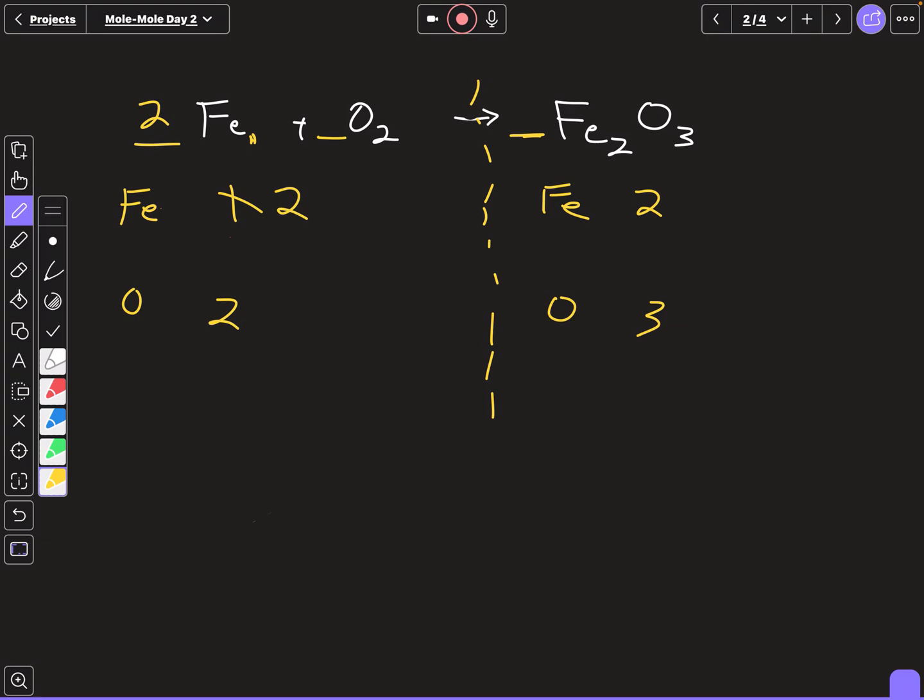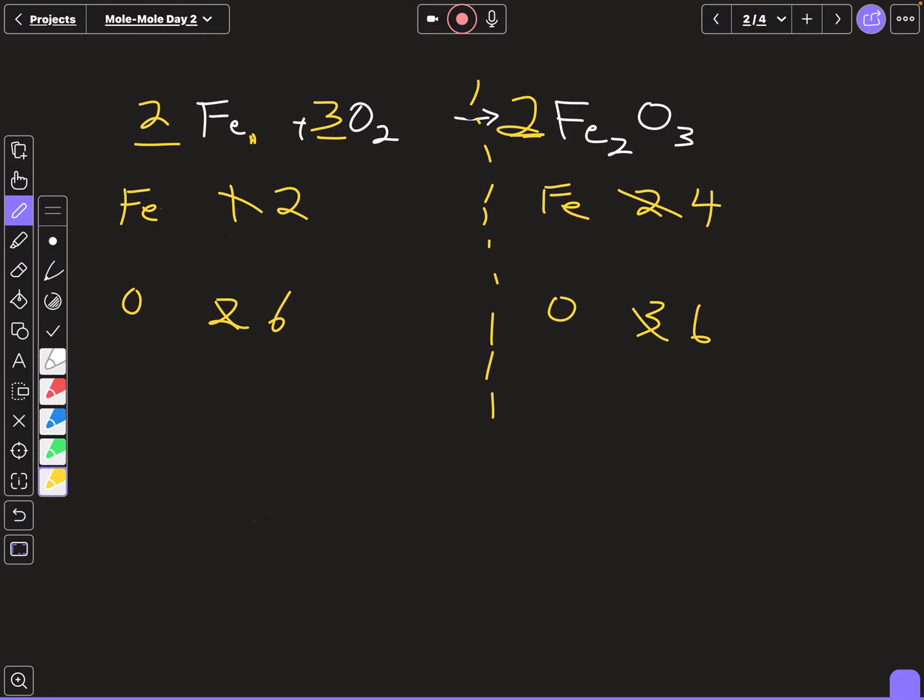Then I look at the oxygens. I got 2 on the left, 3 on the right. If I have a 2 and a 3, the way I would do this is to find the least common multiple. The least common multiple of 2 and 3 is 6. So I need to have 6 on each side. On the left, I will need to put a 3 here because 3 times 2 would give me 6. On the right I will need to put a 2 in front there because 2 times 3 would give me 6 oxygens, and 2 times 2 would give me 4 irons.